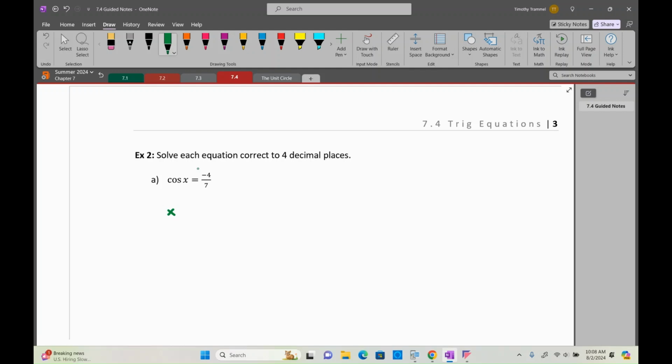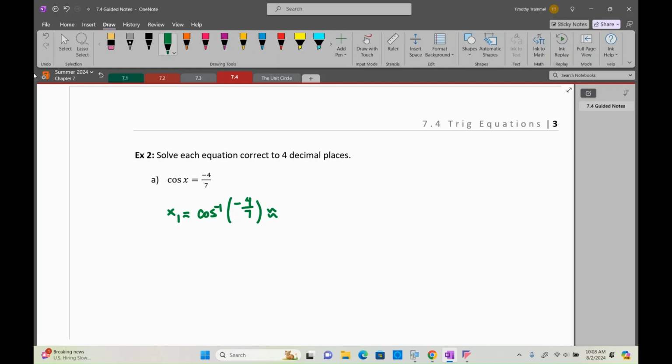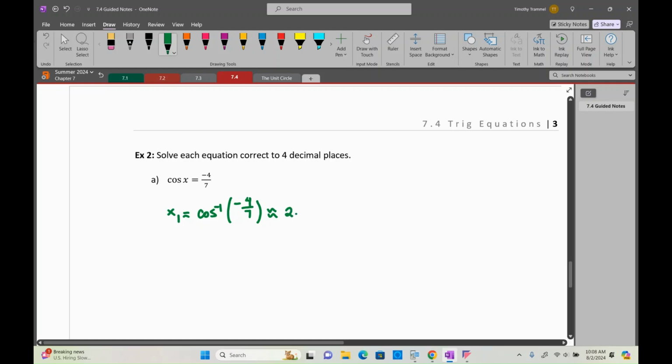I was debating on whether I want to call this x1 or x2. I'm going to call it x1. So I'm going to say x1 is equal to cosine inverse of minus 4/7. And this does say to round it, so I'll go ahead and round here. Make sure your calculator's in radians, I'm going to solve this in radians. So if I take cosine inverse of minus 4/7, I get roughly 2.1790.